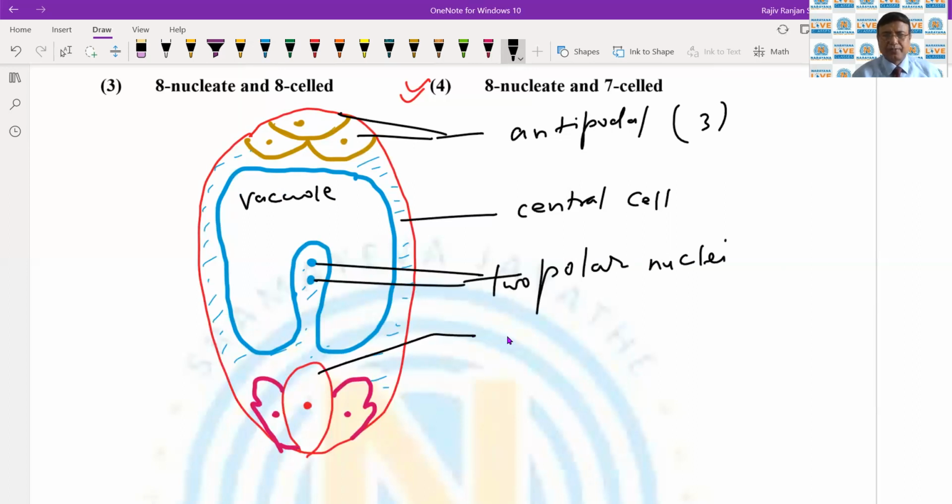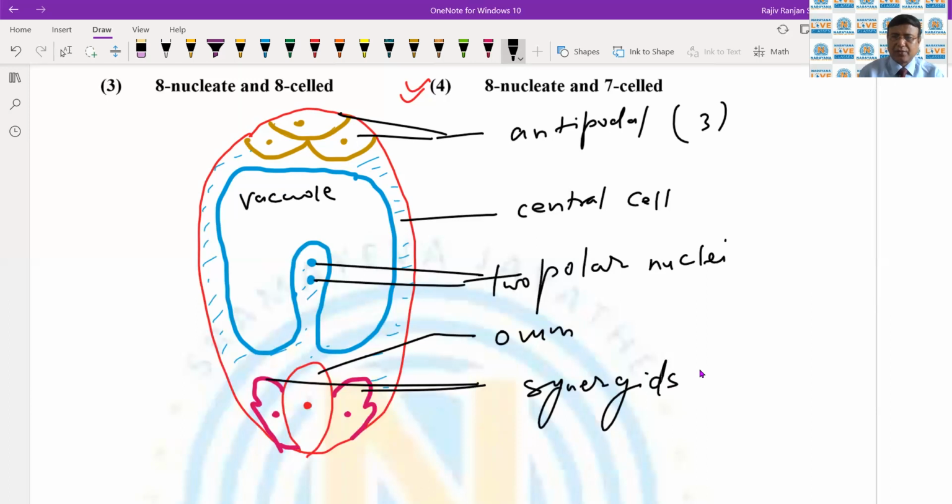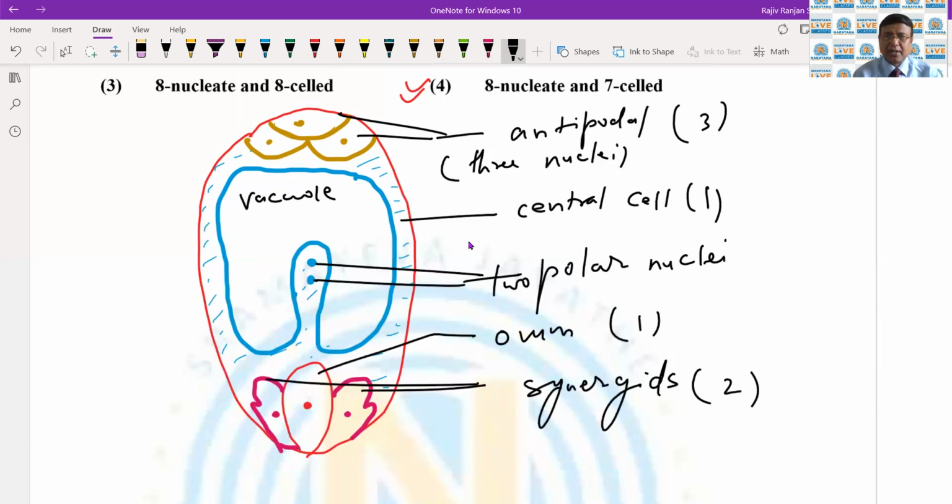And it is the ovum. And these are the two synergids. So here we find that there are two synergids, one ovum, one central cell. But if we just make a count of the nuclei, we find that the antipodals have altogether three nuclei. But the central cell has got two nuclei, two polar nuclei. The ovum has got one nucleus. And synergids have got two nuclei.